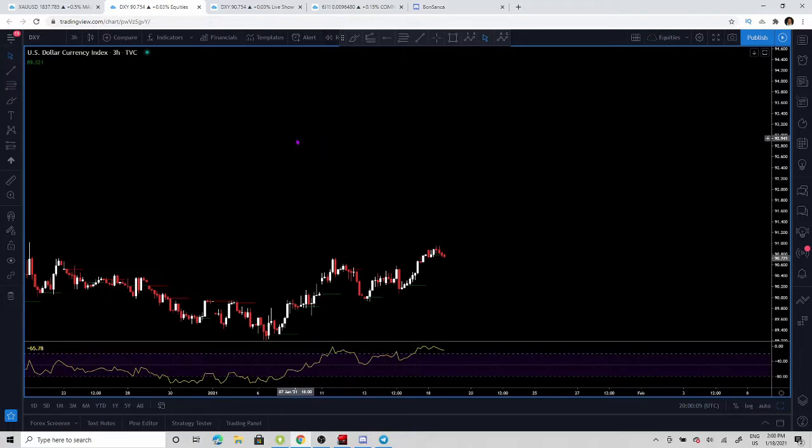Today what we're going to do is talk about the US dollar, where the US dollar might go this week, how to trade the US dollar, and just to be on the good side of the trade, right?